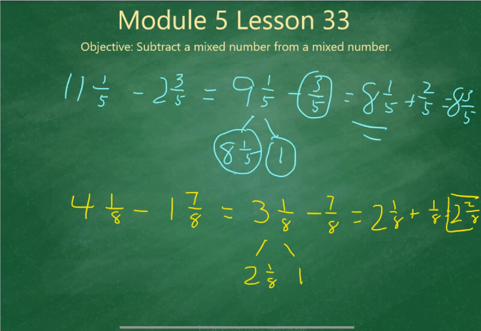Alrighty, how'd you do? You should have ended up with 2 and 2/8 if you did. Woohoo! You got it right. Good for you. 2 and 2/8.